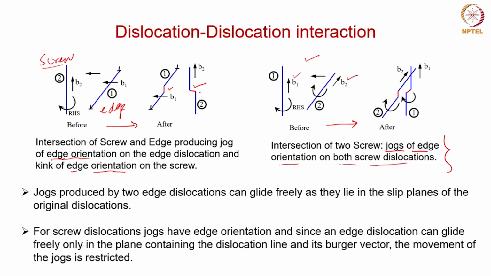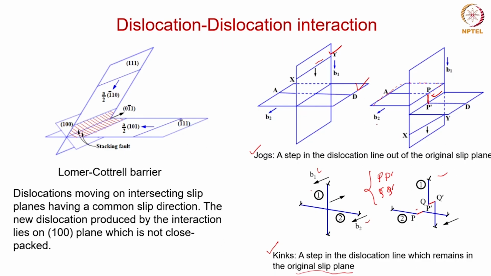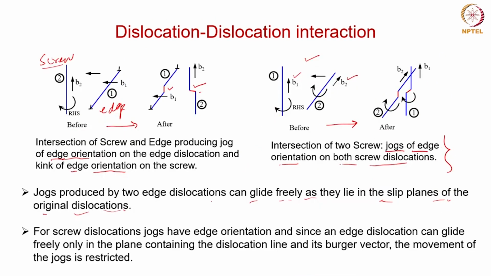For example, the jogs which are produced by two edge dislocations can glide freely because they lie in the slip planes of the original dislocations, right? That is what you could see from the images over here. The jog which is produced is still lying in one of the slip planes of the dislocations through which the jog is created, right? And that is why this would still be able to move freely. So the movement of such jogs or such dislocations is not going to be really hampered.